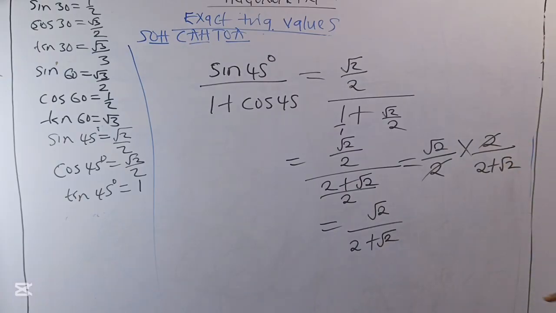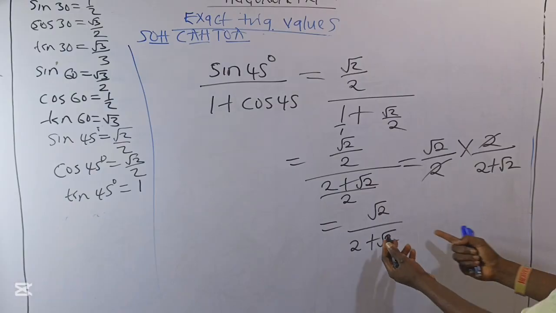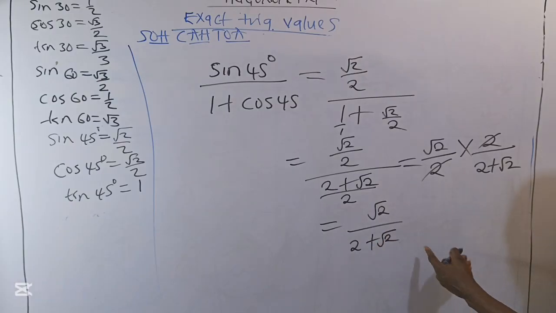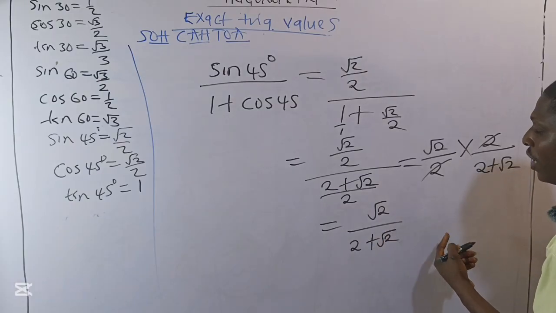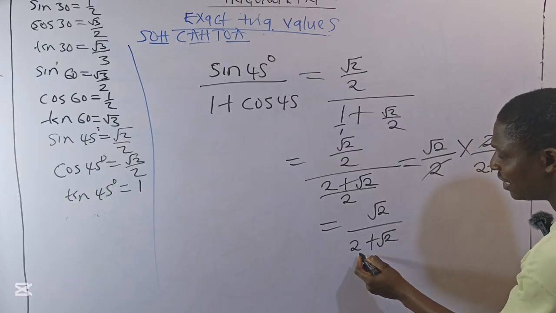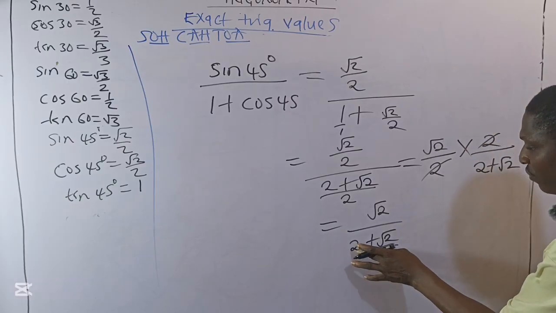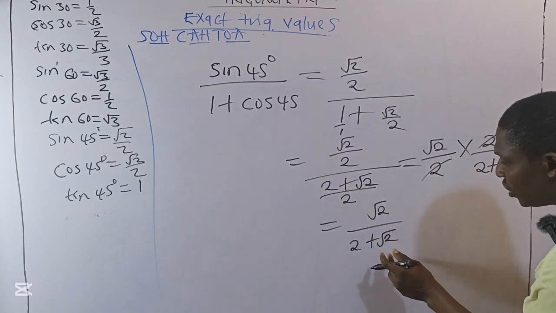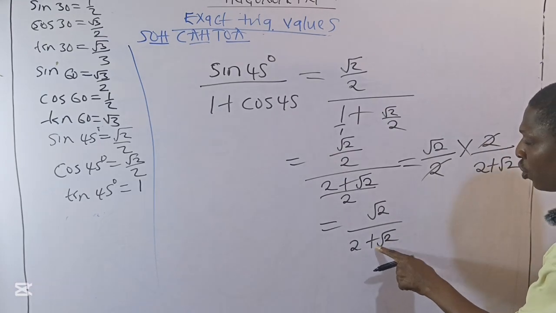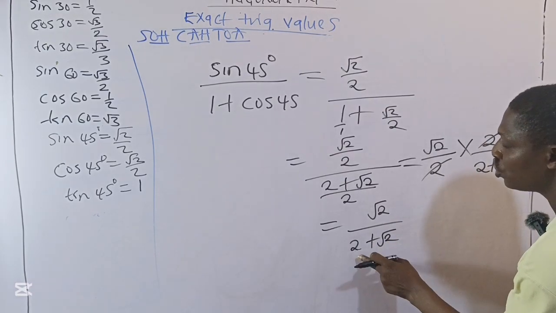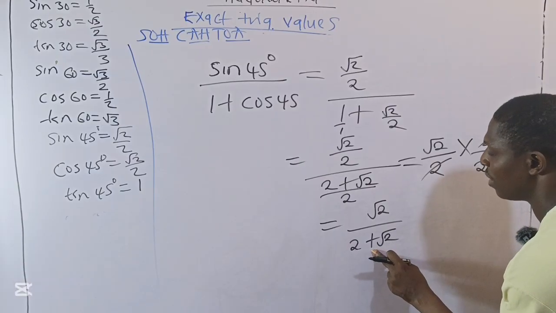But I don't need to stop here, because I can see that root 2 is here and I don't want any roots. So I will rationalize this. Rationalizing this simply means multiplying the top and the bottom. This is not just a value this time, it's an expression. So I have to take the conjugate of this. Since this is 2 plus root 2, I will just change the sign to 2 minus root 2.